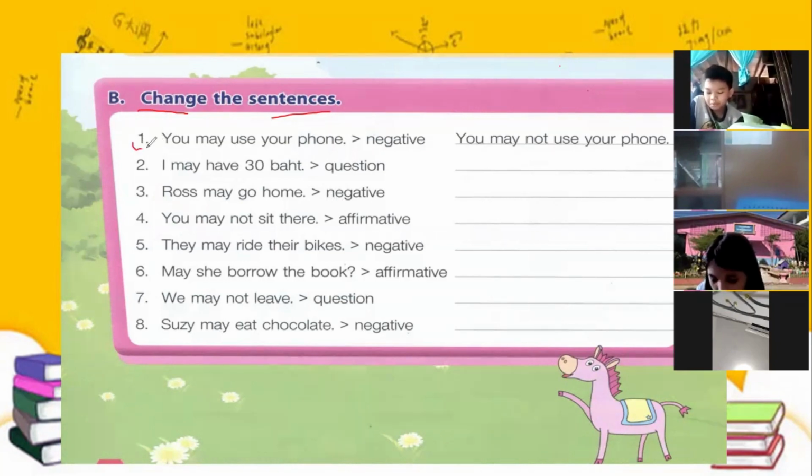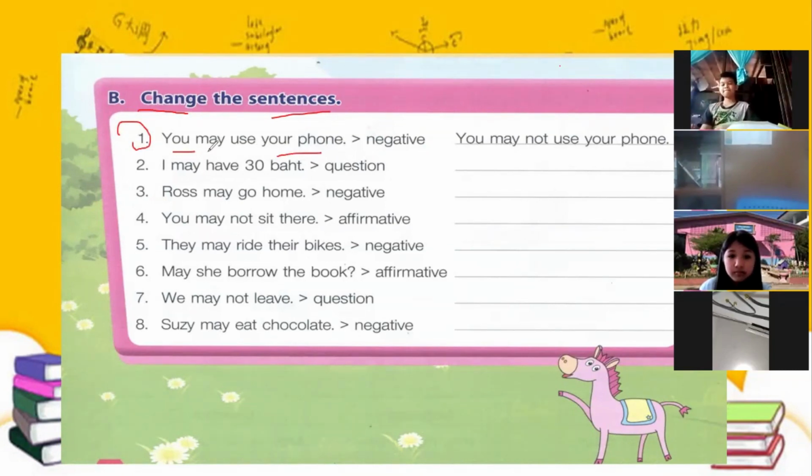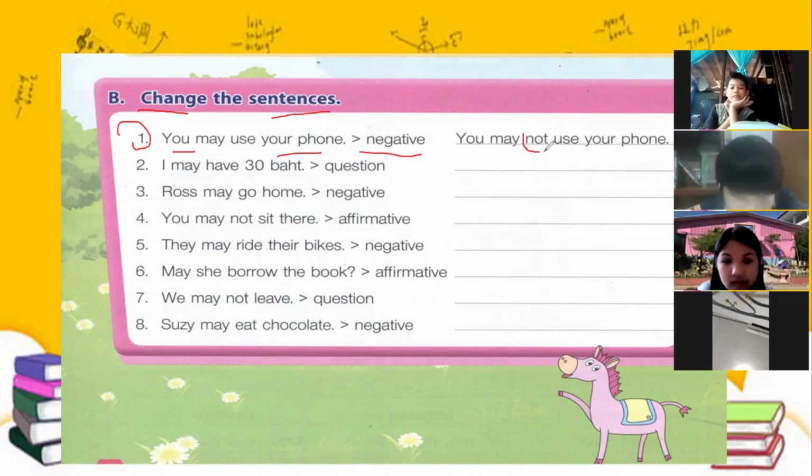Okay, now sentence number 1. You may use your phone. So that's actually more polite, okay? And that's an affirmative sentence, right? So what we have to do is change it to negative. Like, you cannot do that. So we are going to add not. You may not use your phone. Like you are not giving permission, that you are not allowed to use your phone. So we just add not after may.